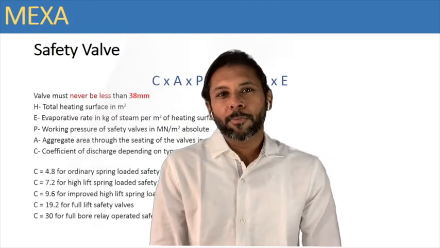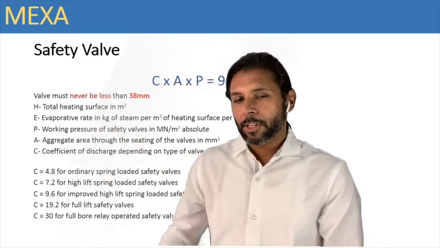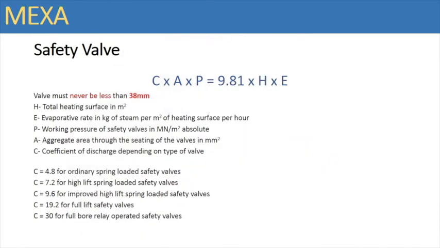The description of each parameter is shown on the screen that you see. H is the total heating surface in meter square. E is the evaporative rate in kilogram of steam per meter square of heating surface per hour. And P is the working pressure of safety valves in meganewton per meter square. A is the aggregate area through the seating of the valves in millimeter square. And C is the coefficient of discharge depending on the type of valve used.